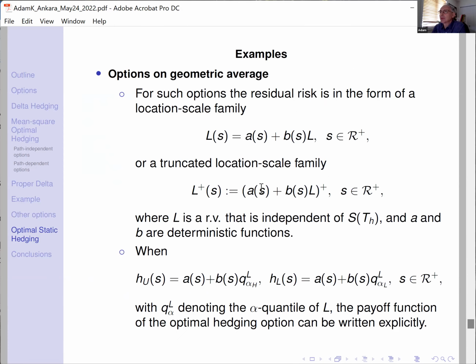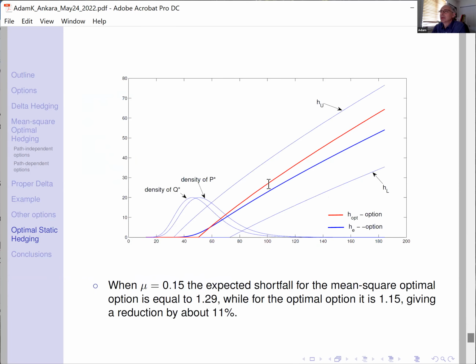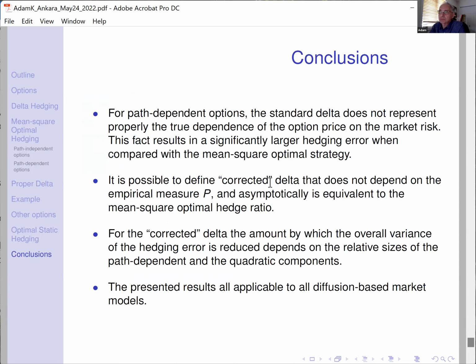Okay, so there's no time for static hedging. Let me just conclude. So what is the takeaway? The standard delta for path-dependent options does not represent what many authors claim it represents, namely the dependency of the value of the option on the market risk, because it also includes the current spot price, which no longer has the same impact on the future value, or is irrelevant in the context of path-dependent options.